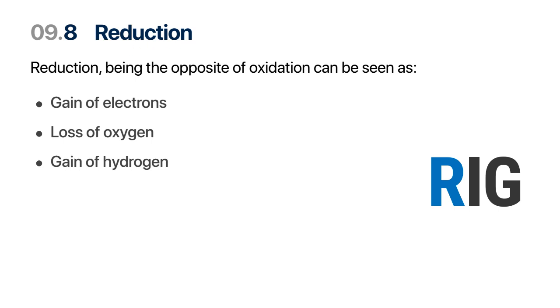Reduction is considered gain of electrons, or a loss of oxygen, or a gain of hydrogen. Exact opposite of what oxidation is. Ergo, reduction is really just the opposite of oxidation, where oxidation is loss of electrons. If you remember OIL, oil is loss. Reduction is gain of electrons. Simple as that. Let's move on.